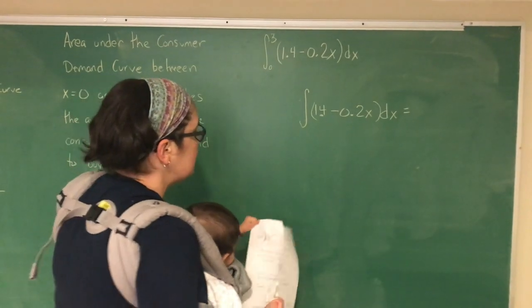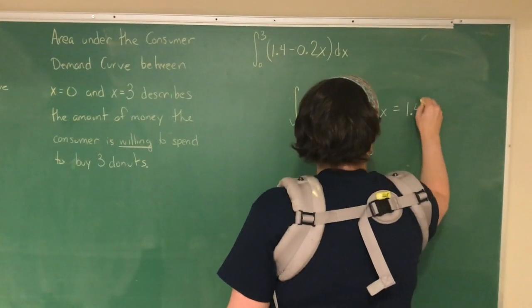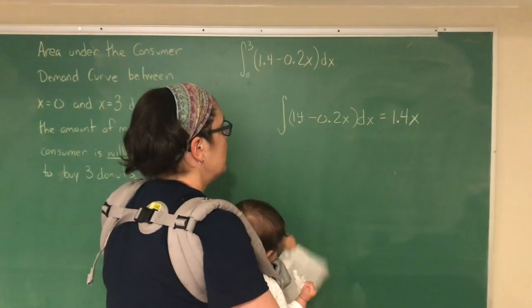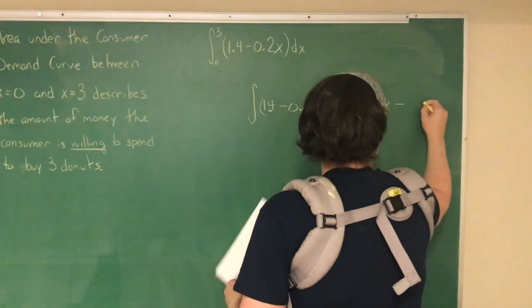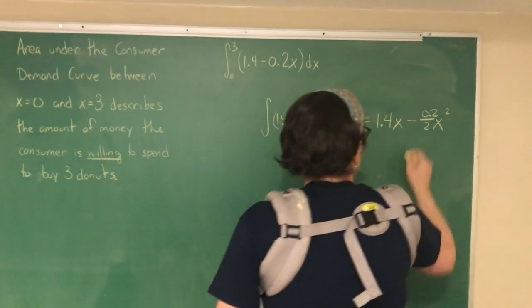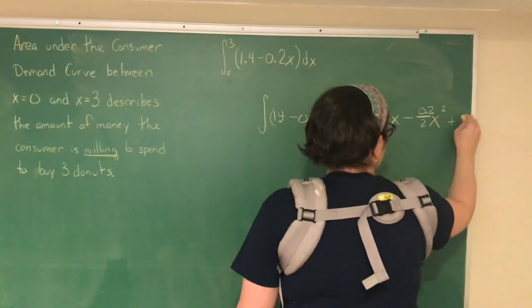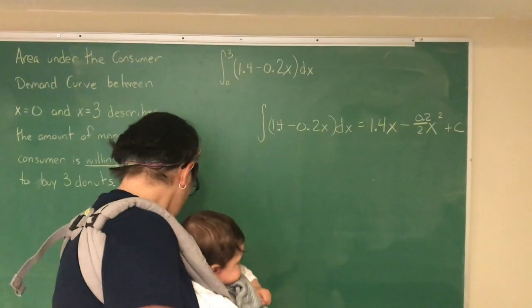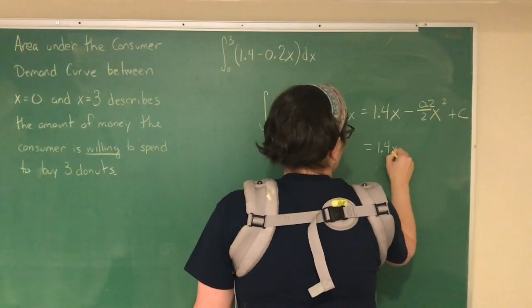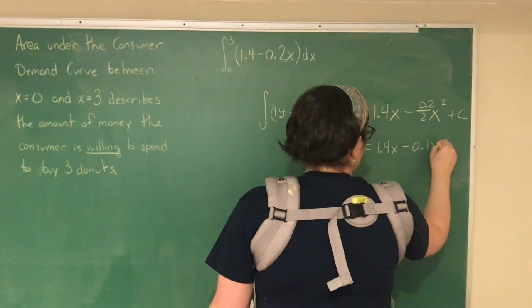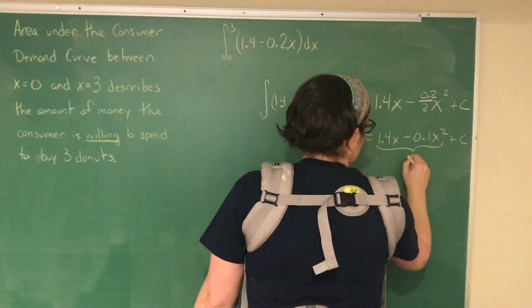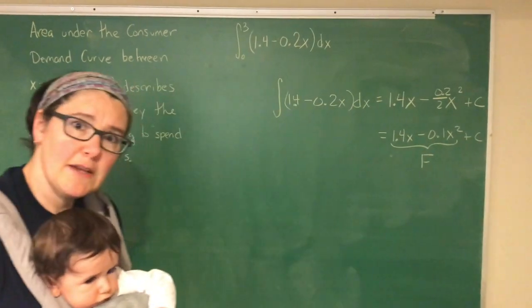And I'm going to find the antiderivative. So the antiderivative of 1.4 is 1.4x. And the antiderivative of 0.2x, well, I'm going to add 1 to the power and divide the number in front by that new power. And then I have a plus c. Okay, so I'm going to clean this up a little bit. Then I have 1.4x minus 0.1x squared plus c, and everything except for the plus c will be my capital F. So I found my antiderivative.